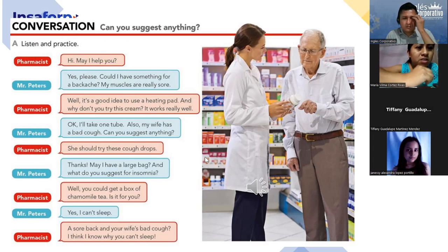She should try these cough drops. Thanks. I have a large bag. And what do you suggest for insomnia? Well, you could get a box of chamomile tea. Is it for you? Yes, I can't sleep. A sore back and your wife's bad cough. I think I know why you can't sleep. Now change roles, please. Thank you.